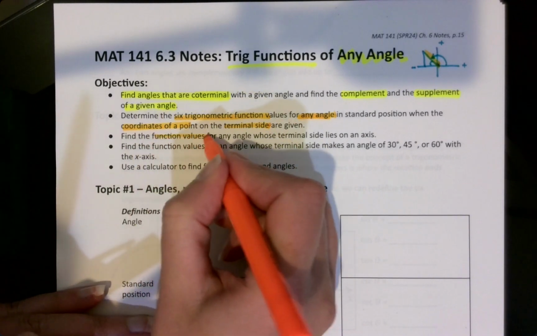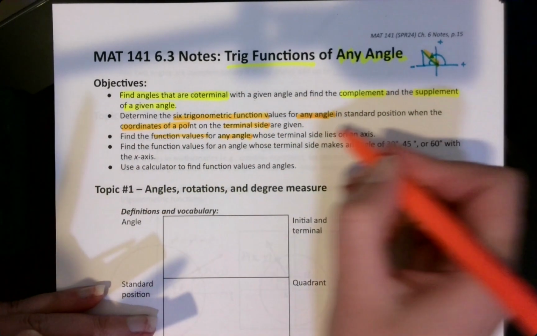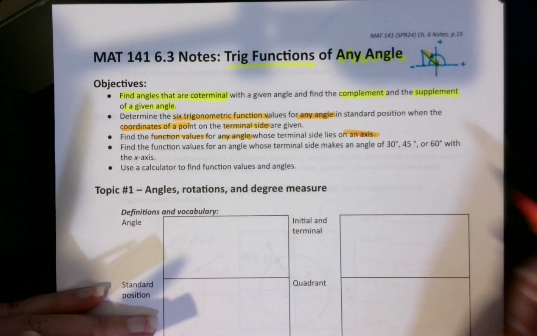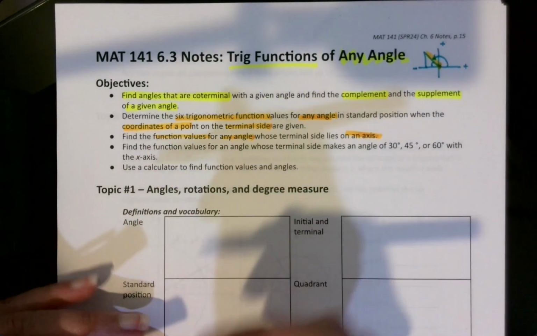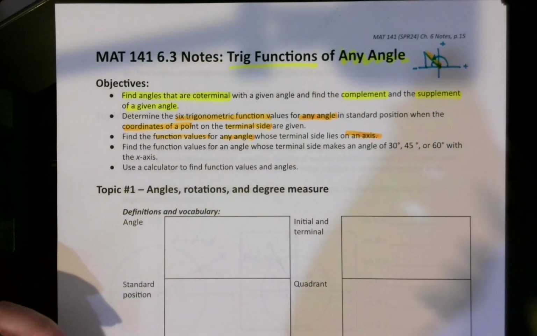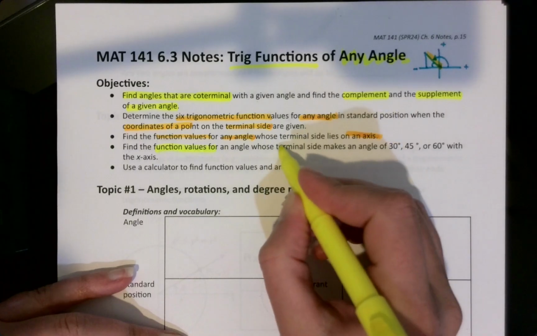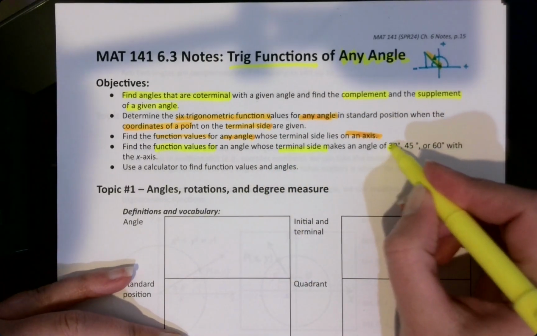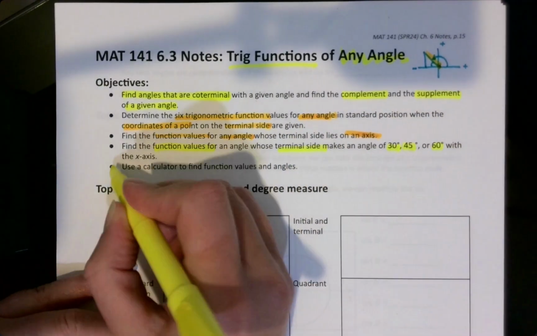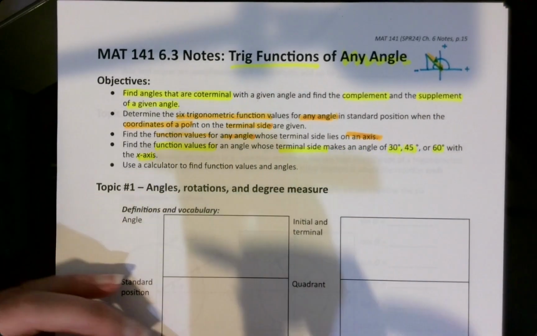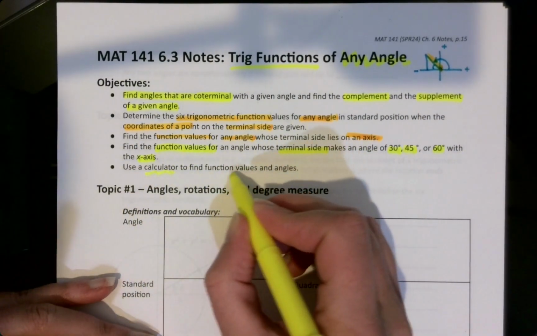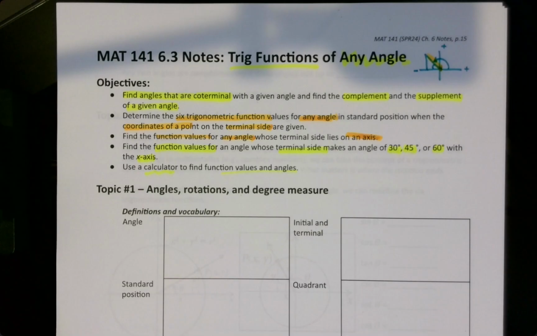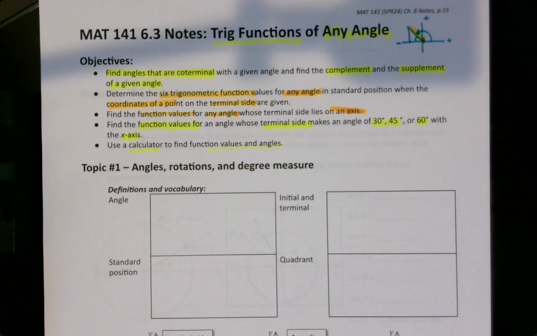We're going to find the function values for any angle whose terminal side lies on an axis. And then we'll also continue and study the function values for an angle whose terminal side makes the special angles of 30, 45, and 60 with the x-axis. And then last, we'll use a calculator to find function values and angles when those are not the special angles of 30, 45, and 60. All right, so a teaser of what's coming up in this section.